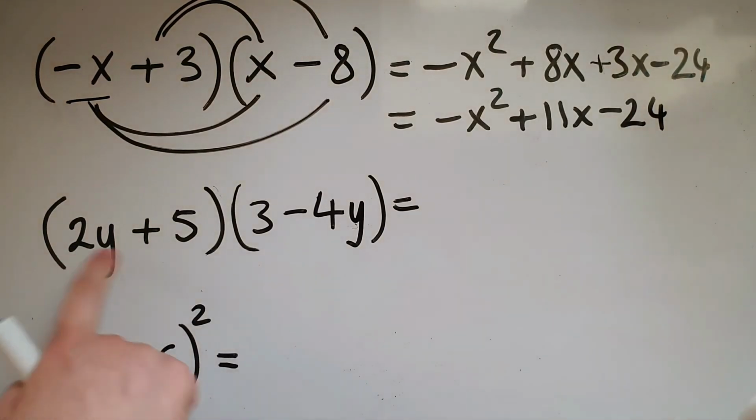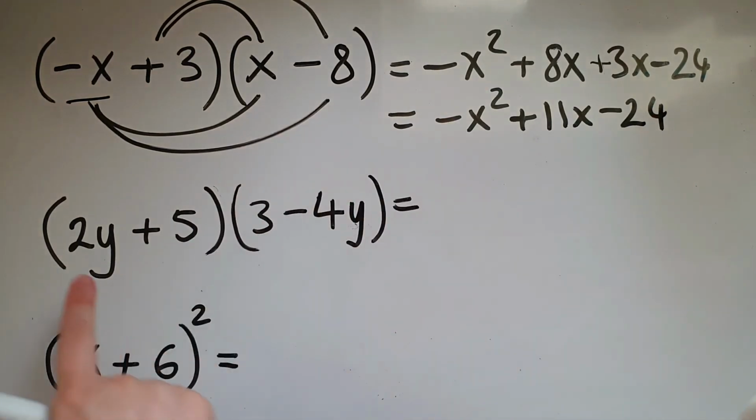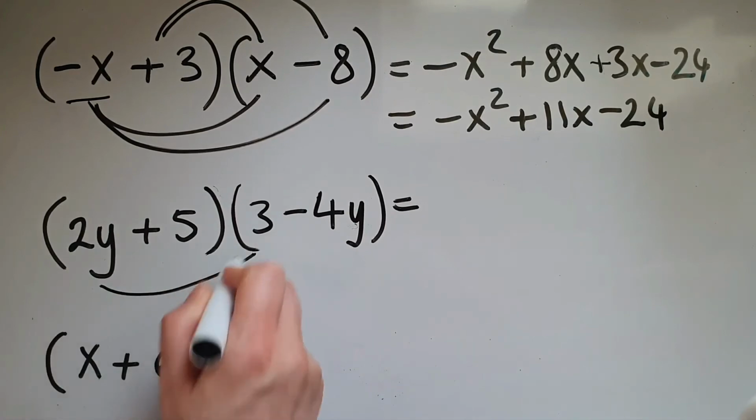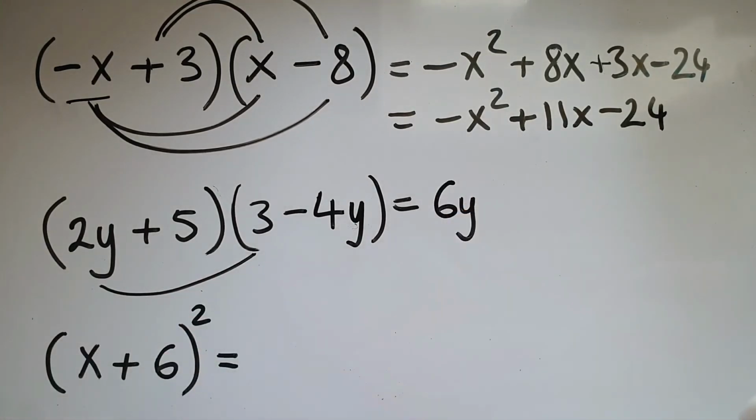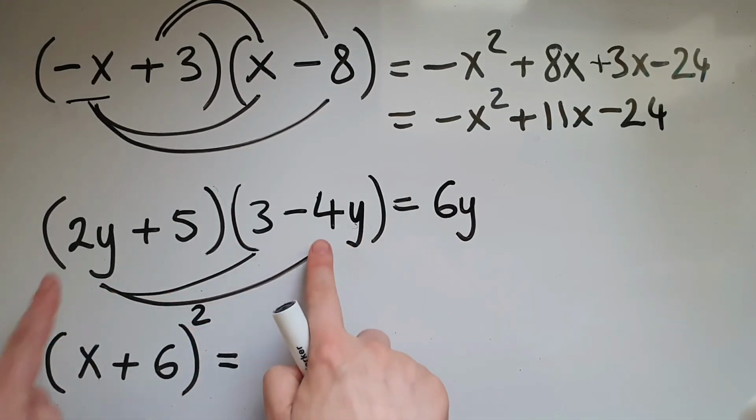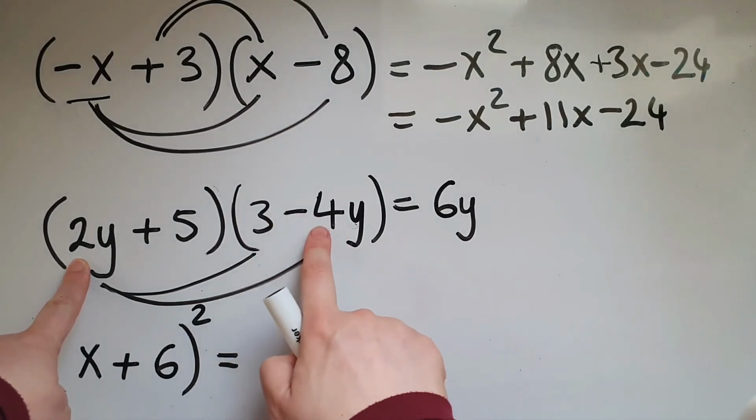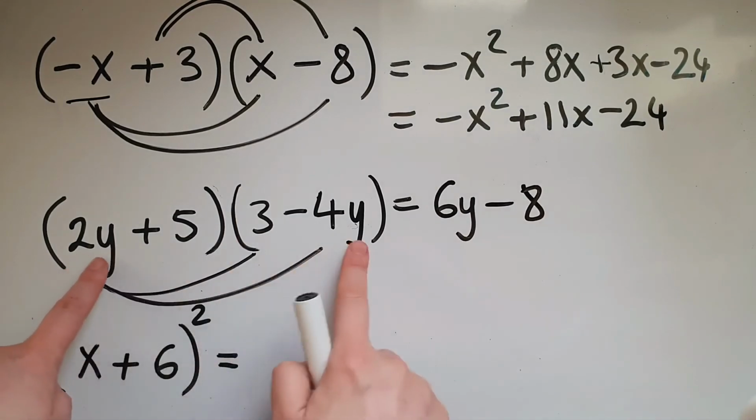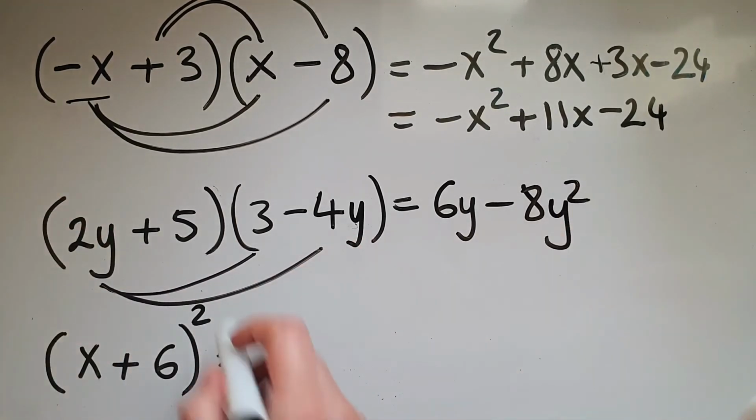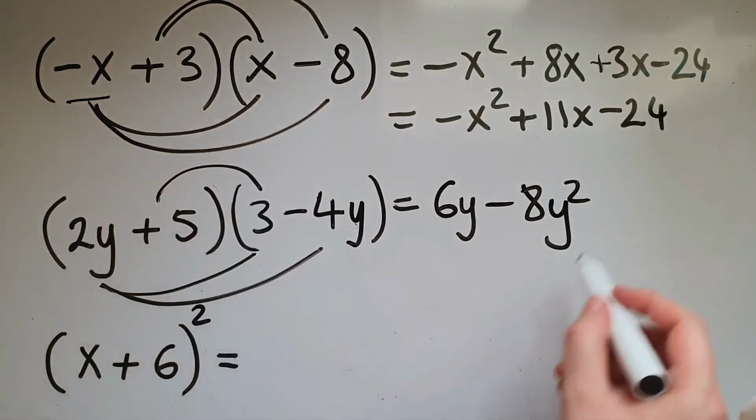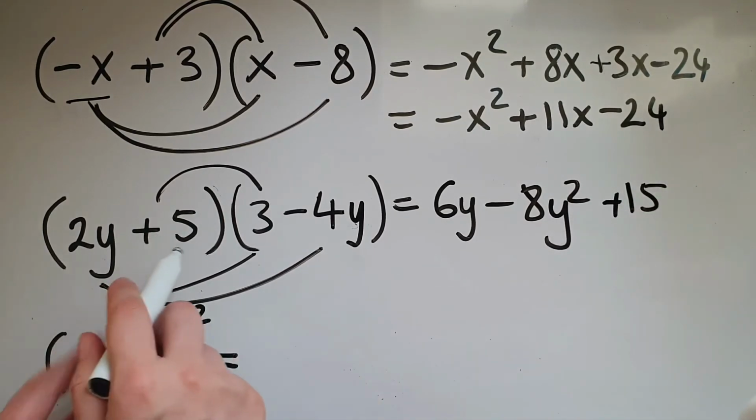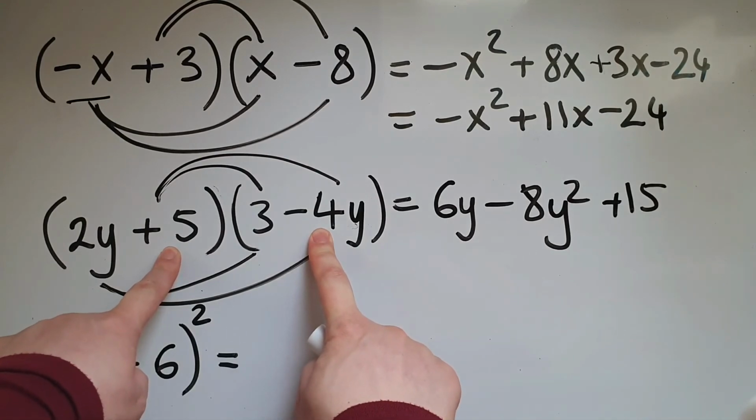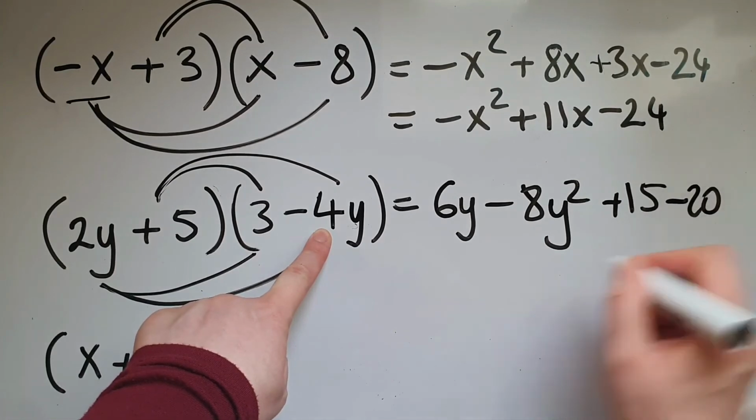Looking at this one, it has 2y, which could be 2x as well, 2n, 2m. Doesn't need to be just the x or the y. So we'll follow the same procedure. 2y times 3, that gives us 6y. Then 2y times negative 4y. Multiplying the coefficients in front of them, we get 2 times negative 4, which is negative 8. And then we've got y times y, which is y squared. Looking at the next term now, which is positive 5 times 3, that gives us positive 15. And positive 5 times negative 4y. So we do positive 5 times negative 4 first, which gives us negative 20. And then we put the y after.